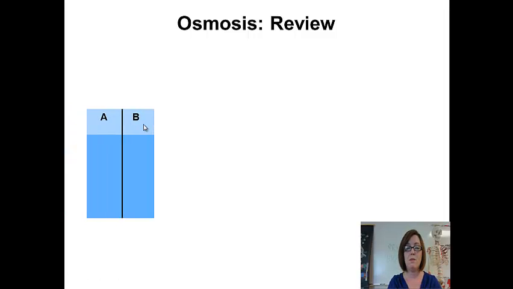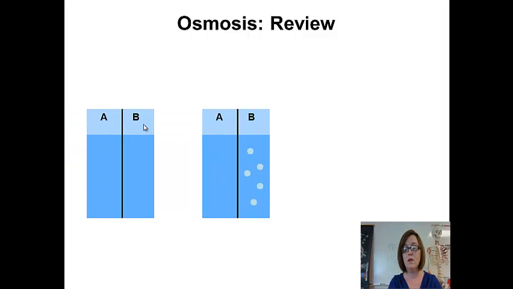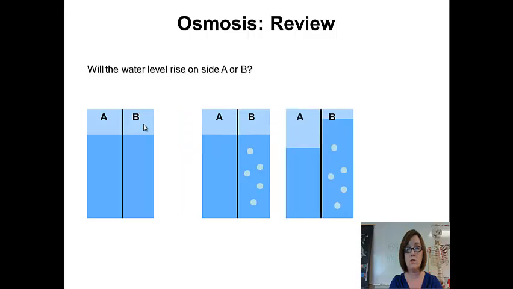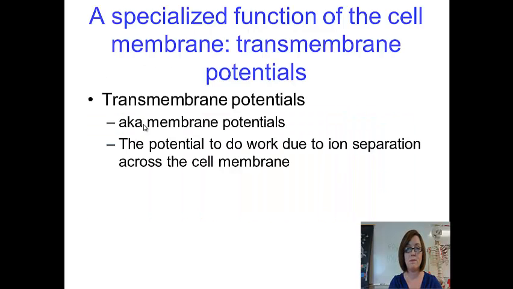Here is a beaker of water with a semi-permeable membrane down the middle. I just added some solute to side B. So will the water level rise on side A or side B? And don't forget, water follows the solute, so the water is going to go to side B.